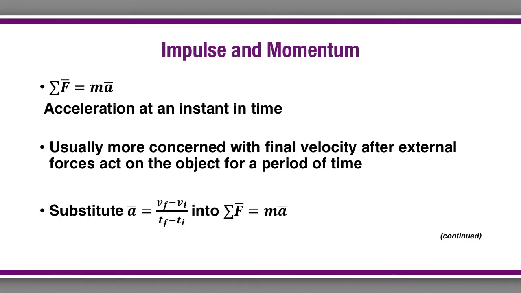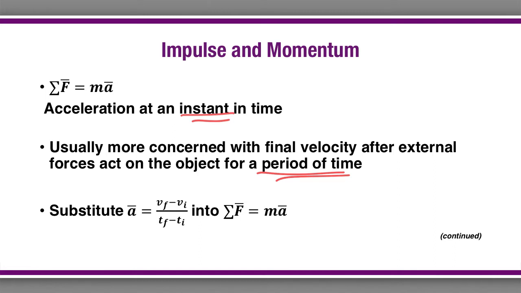In using F equals ma, a is relative to acceleration at an instant in time. But typically with sport and human movement, we are more concerned with the final velocity after some type of external force acts on an object over a period of time rather than a specific instant in time. For instance, if we're talking about a baseball pitcher or a softball pitcher, we're typically more concerned with the velocity of the ball after the duration of the pitch.